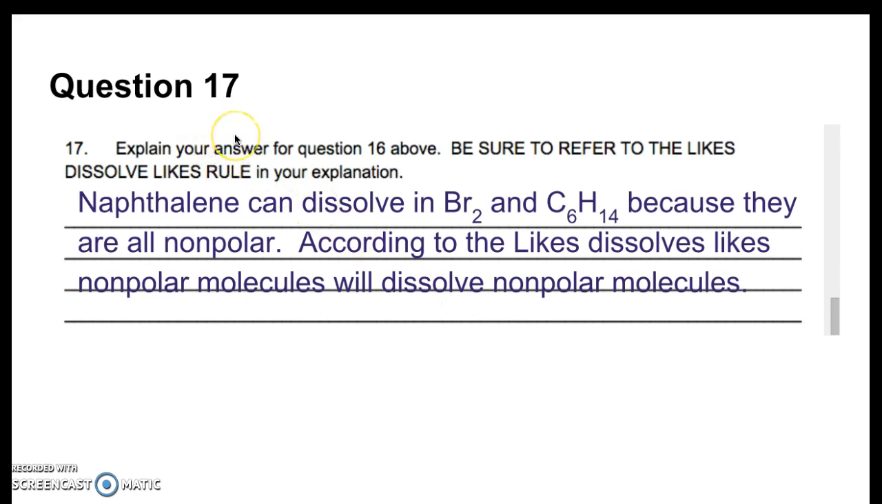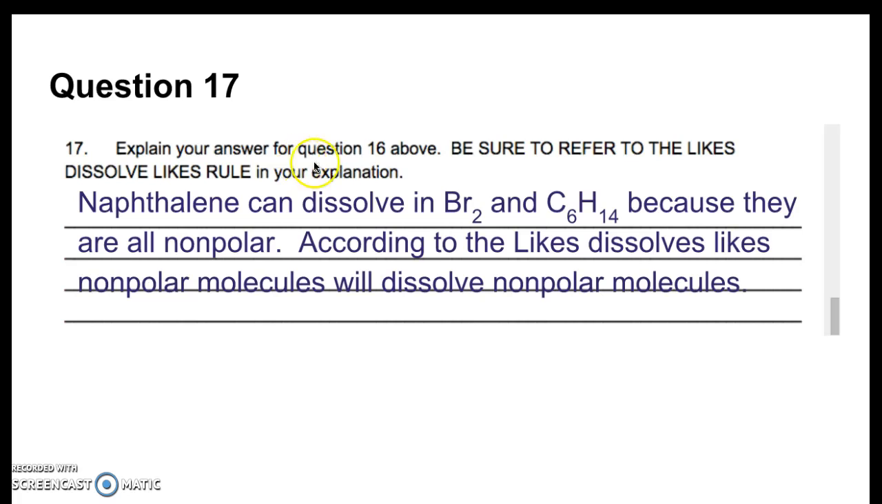So, and I'll explain to you how the points would be divvied up. In question 17, it's explain your answer for question 16 above. And in question 16 above, it was asking you to select which molecule naphthalene would dissolve in. And it says here clearly, be sure to refer to the likes dissolves likes rule.